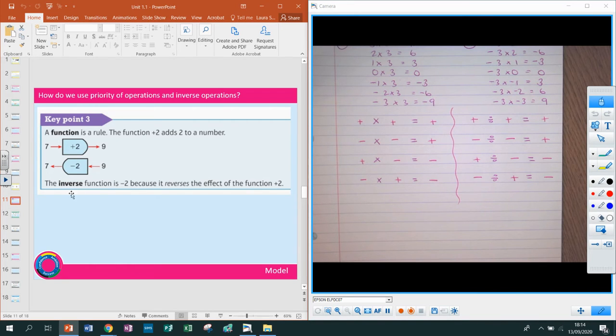If I wanted to have the inverse function, I would start with the output, which was 9, take away the 2, which is the opposite or inverse of adding 2, and that would give me my original value, which was 7. Okay, so inverse should reverse the operation or the function, and that's why we call it an inverse function. Okay, so you need to pause the video and you need to take this down as a note, please, now, and then press play when you're ready to continue.